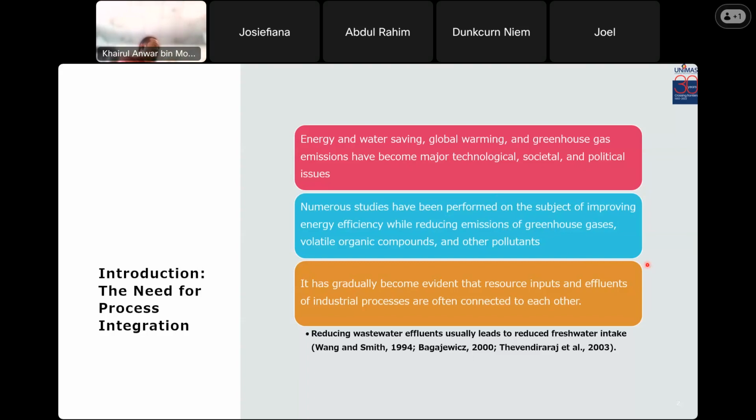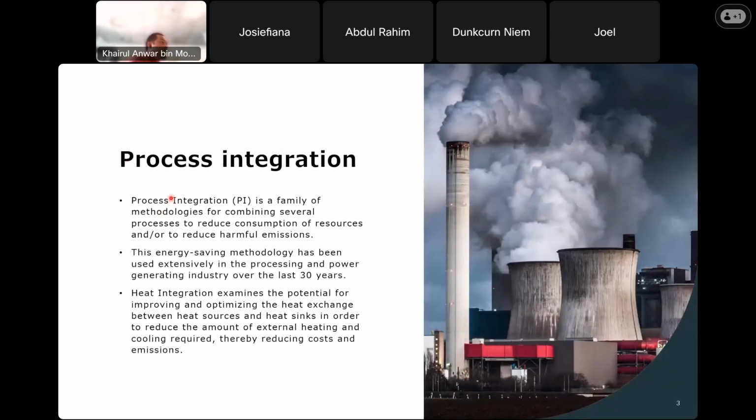The environmental harm becomes evident as resource and energy processes are very challenging. Process integration is a family of methodologies which combine processes to reduce consumption of resources in order to reduce harmful emission. This energy saving methodology has been used extensively in process power generation for the past 30 years.